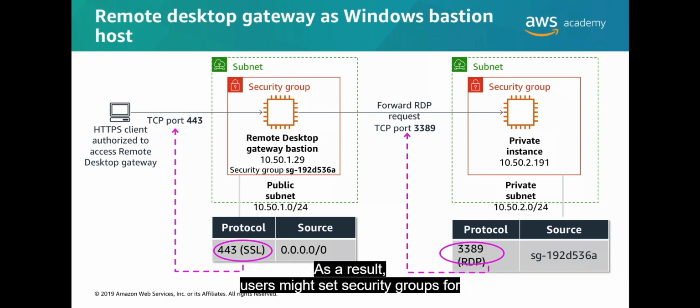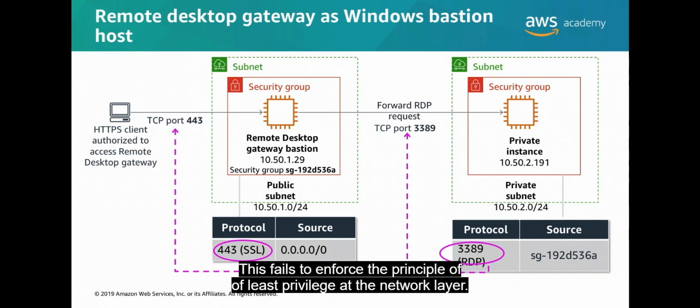As a result, users might set security groups for RDP access that allow every IP address by using the open configuration 0.0.0.0/0. This fails to enforce the principle of least privilege at the network layer.